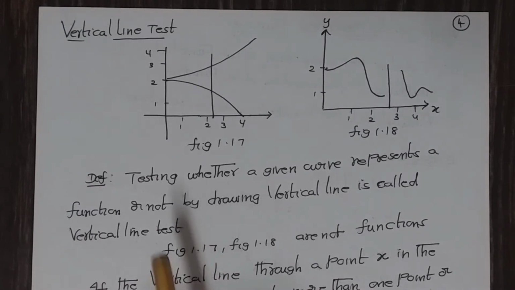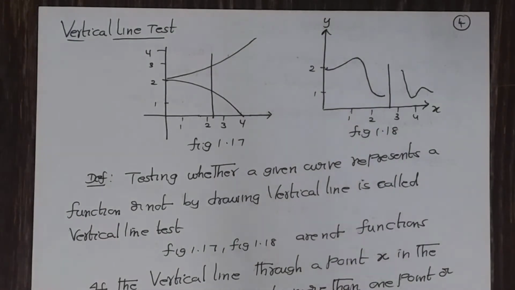Okay. Testing whether the given curve represents a function or not by drawing a vertical line is called the vertical line test. Simply you draw one vertical line passing through that curve. If it cuts at more than one point, it is not a function. Even if it does not cut the curve at all, it is not a function.